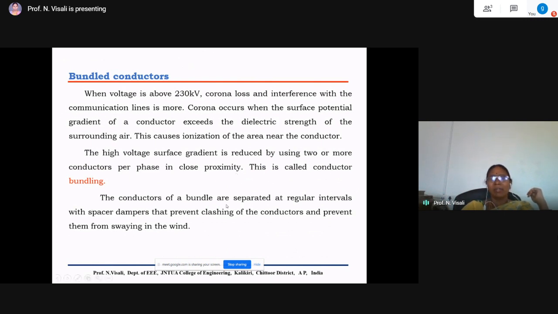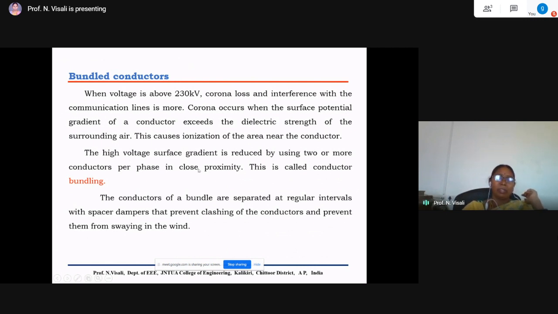The conductors of a bundle are separated at regular intervals with spacer dampers that prevent clashing of the conductors and prevent them from swaying in the wind. That means oscillations from conductor to conductor can be avoided by using these spacer dampers, which also prevent clashing.